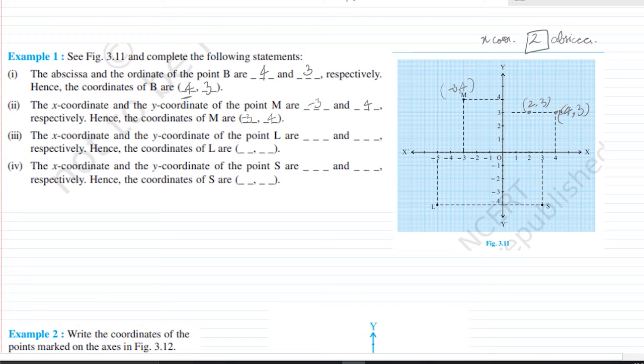Just playing with numbers and the graph. The x coordinate and the y coordinate of the point L. What's L? It falls on x -5, right? So -5, -4.